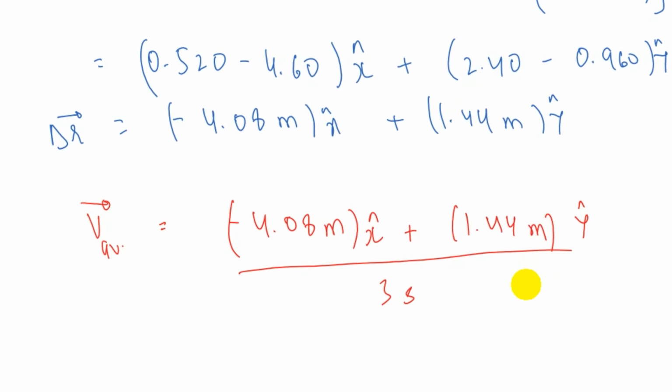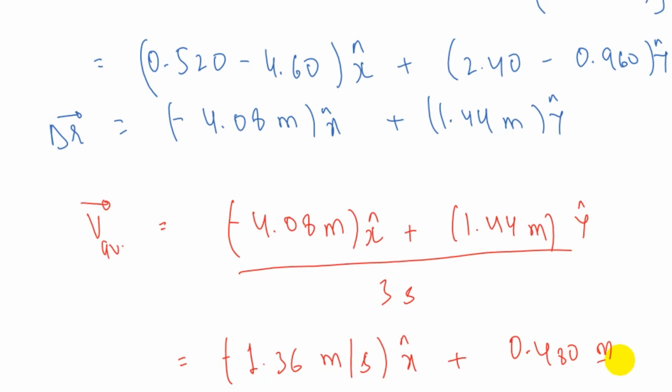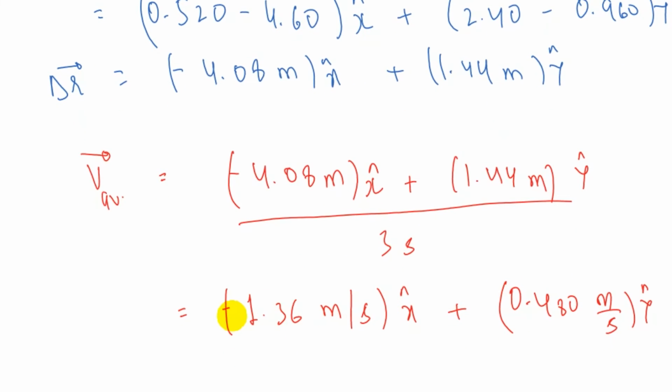Now we can further solve it and we'll get the final answer to be minus 1.36 meter per second. The unit will convert into meter per second, and this is x cap plus 0.480 meter per second and this is y cap. Now here this would represent the x component and this would be the y component of the velocity vector.